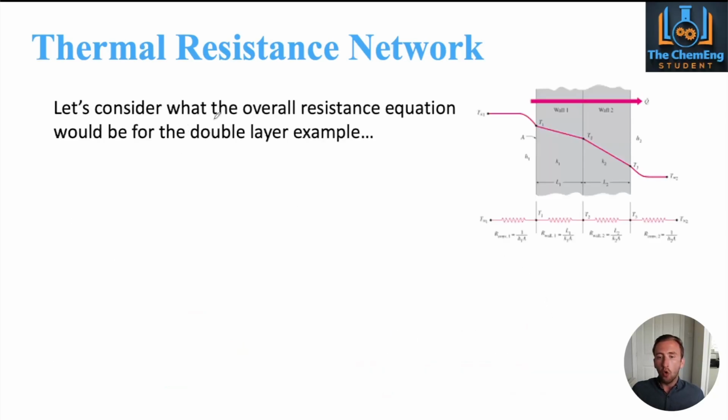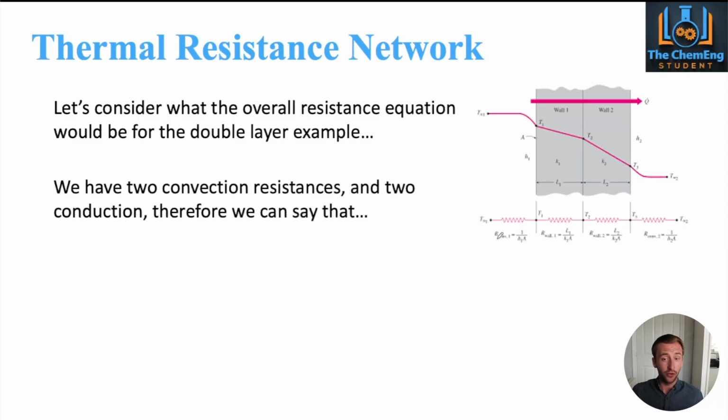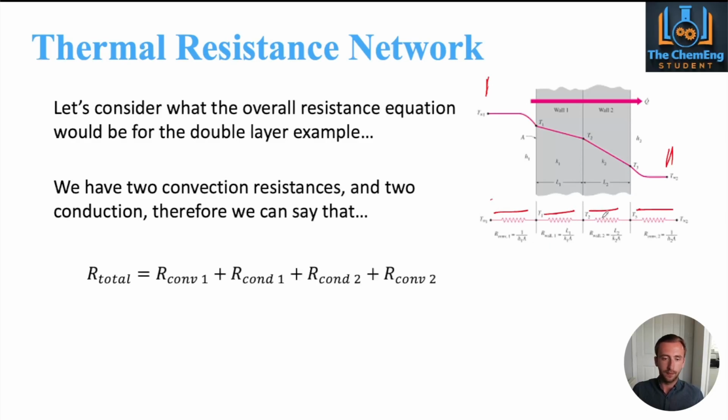Now, let's consider what the overall resistance equation would be for the double layer example, because sometimes it can be a bit of a pain to write all of these individually. So what we can do is combine these to see what the overall resistance would be from this point to that point. We already see that we have 2 parts for convection and 2 parts for conduction. Therefore, our total resistance would be R convection 1 plus R conduction 1 and so forth.